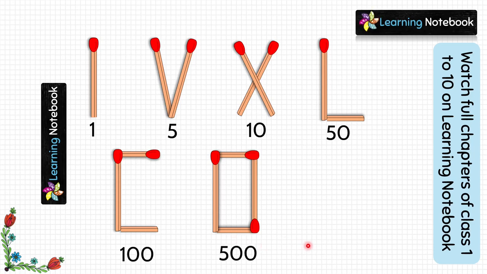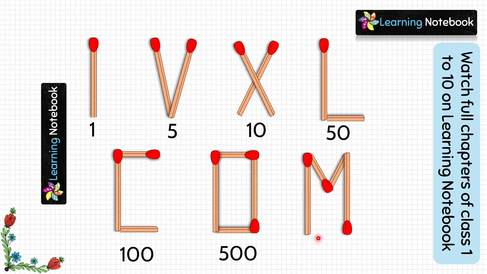And lastly, again take two full matchsticks and two half matchsticks and arrange them in the form of letter M. This Roman symbol M represents number 1000. So students, in this way, you can make Roman symbols with the help of matchsticks.